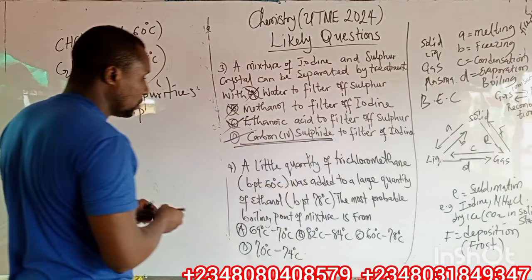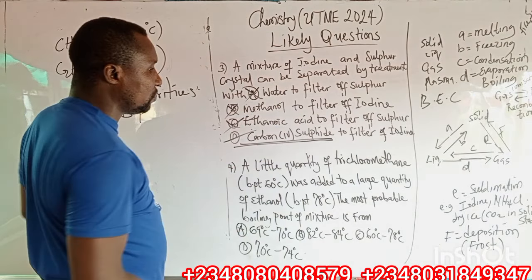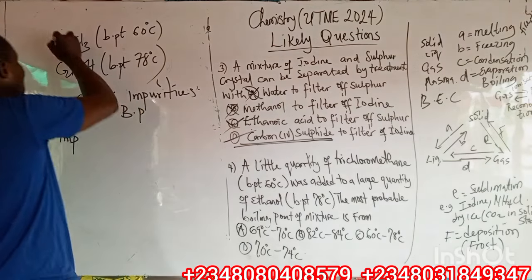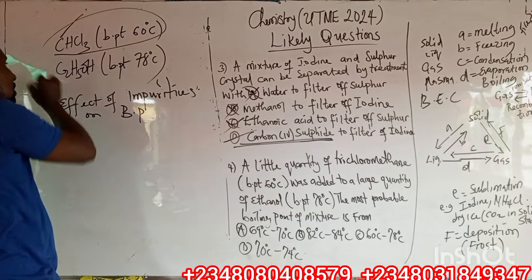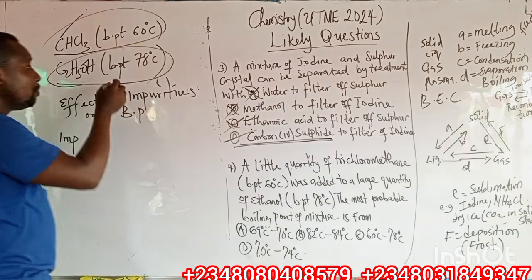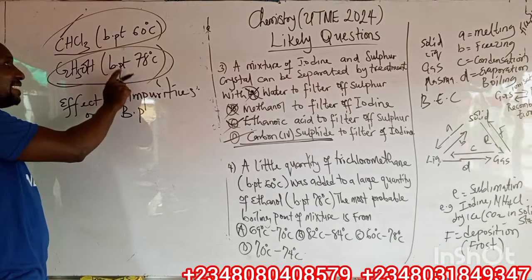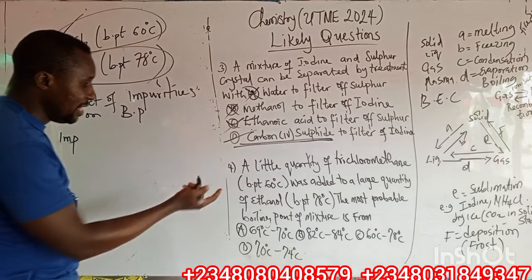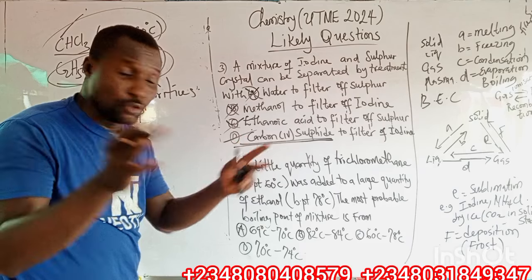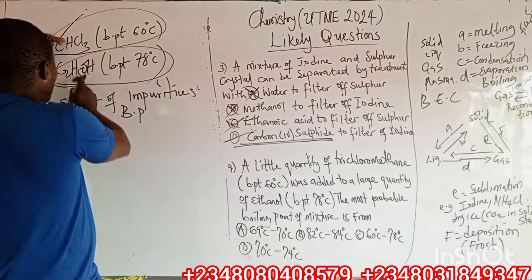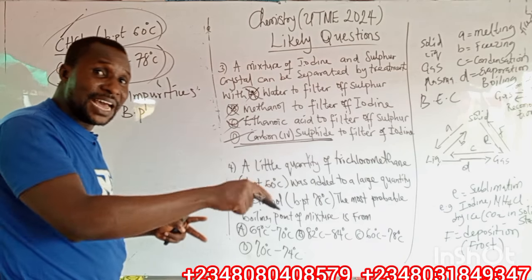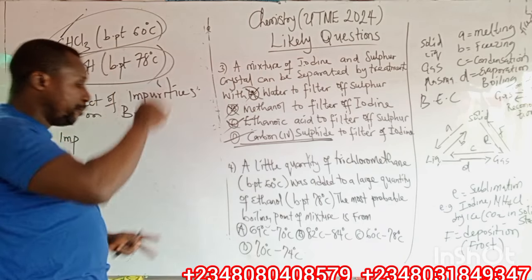Then let's look at this question. When you have a little quantity of trichloromethane added to a large quantity of ethanol, this little is an impurity added to this one. What happens? Impurity increases your boiling point. That means the boiling point of ethanol will be greater than 78. I told you it should be a range because it's a mixture now. The two compounds form a mixture, so a range of boiling point. Because impurity has been added, it will now increase the boiling point.